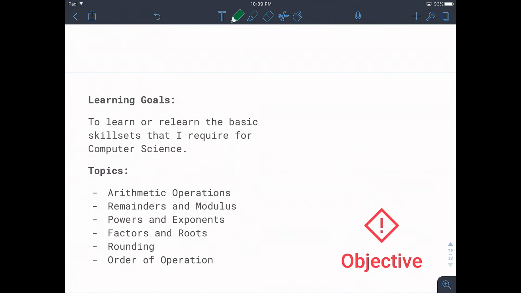So that's all we learned today, where we were learning or relearning the basic skill sets that we require for computer science and looked at arithmetic operation, remainders and modulus, powers and exponents, factors and roots, rounding, and order of operation.